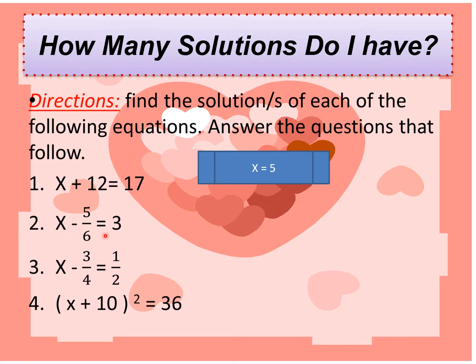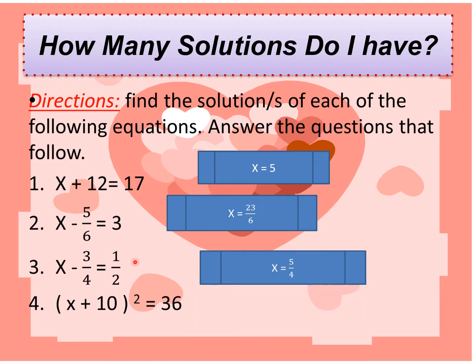Another one is x minus 5 over 6 is equal to 3. Ang value po ng x natin dito, ililipat na ninyo yung 5 divided by 6 dun sa kabila. That will become positive. So 3 plus 5 divided by 6. You need to look for the LCD. So ang x natin dyan is 23 divided by 6. Number 3, ililipat ulit yung 3/4 sa kabila, magiging positive 3/4. So 1/2 plus 3/4, that is equal to 5 over 4.